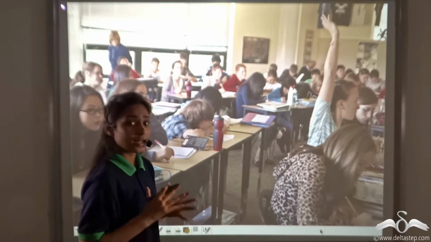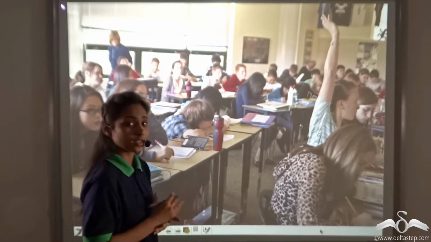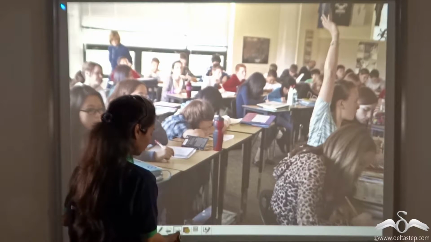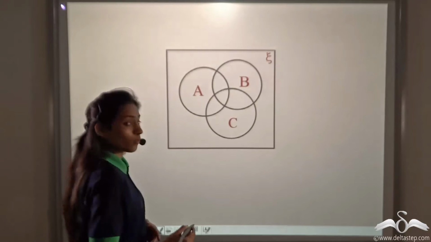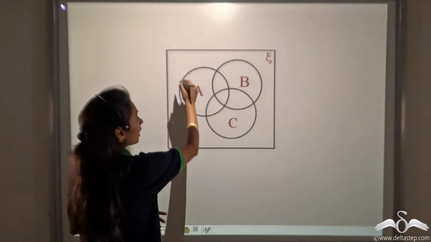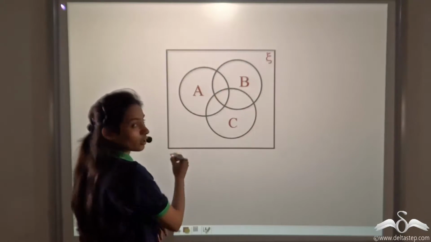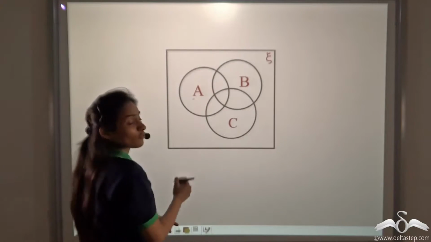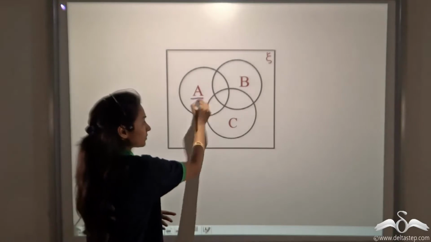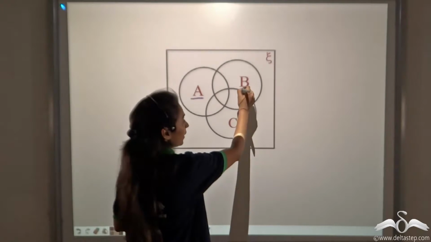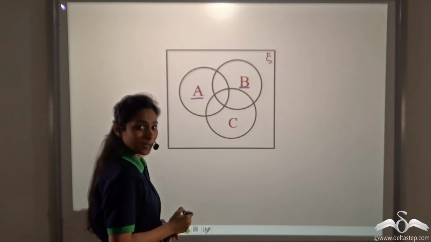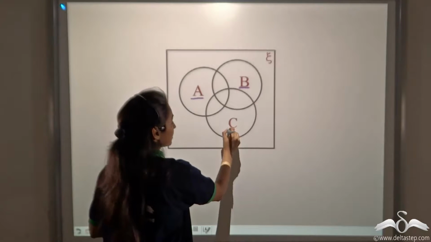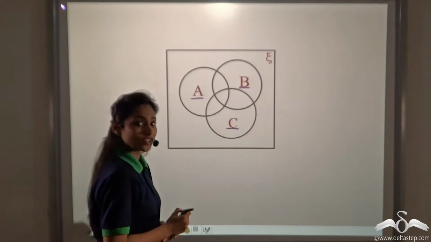Now she thought, let's use sets to solve this confusion. What did she do? She made a universal set for her classroom. Then she made the set A for the students who liked apples. Then she made a set B for the students who liked bananas. And then she made a set C for the students who liked cherries.